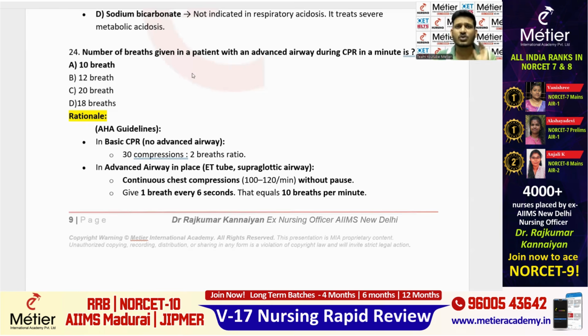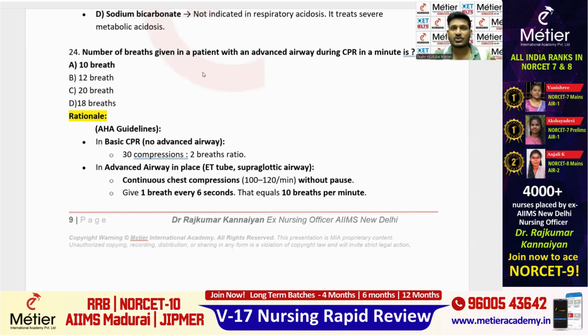But this is not at all related to this question. The one which is related to this question is the advanced airway. You can see advanced airway, ET tube and supraglottic airway has to be inserted. Okay, fine. So in this advanced airway, 2 things you are supposed to note after inserting the ET tube. The first one is the chest compression should be continuous, 100 to 120 per minute. The second point, give 1 breath every 6 seconds. It means totally you will be giving 10 breaths per minute.